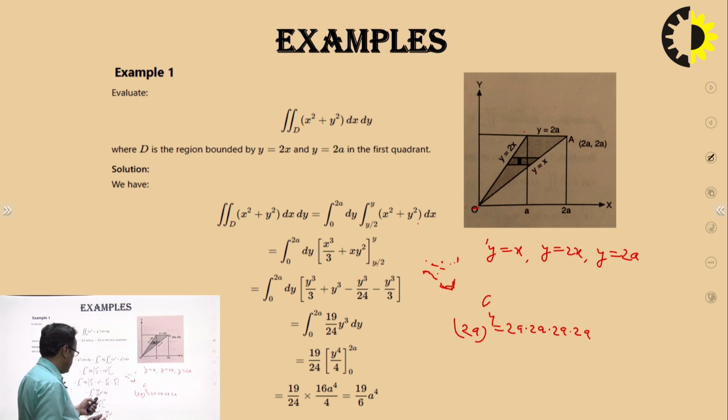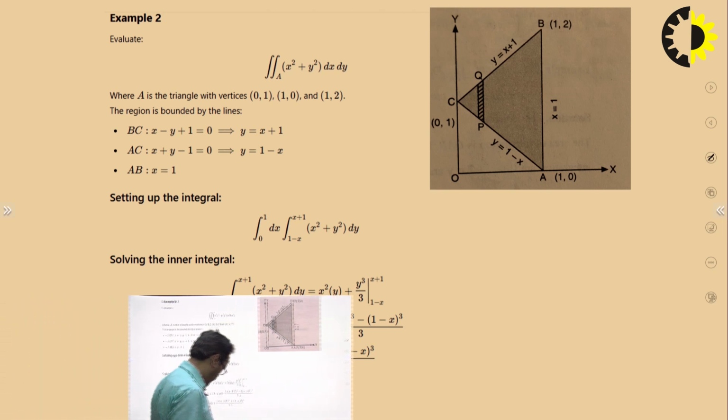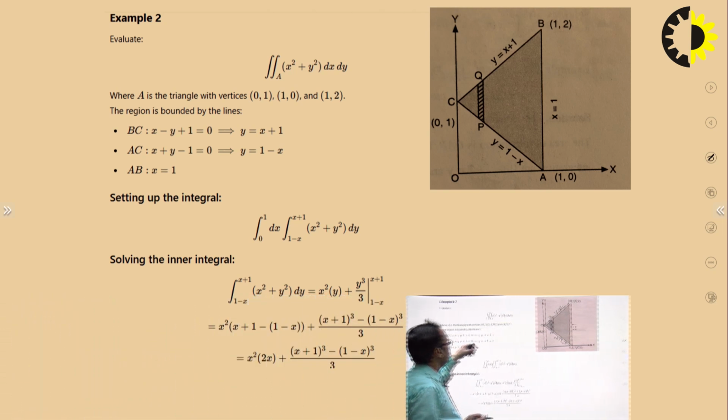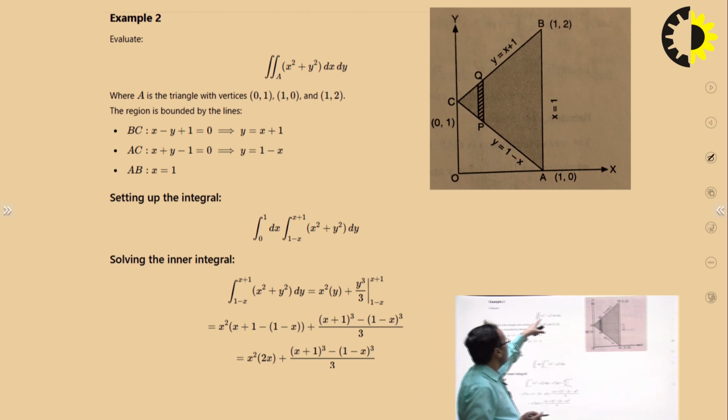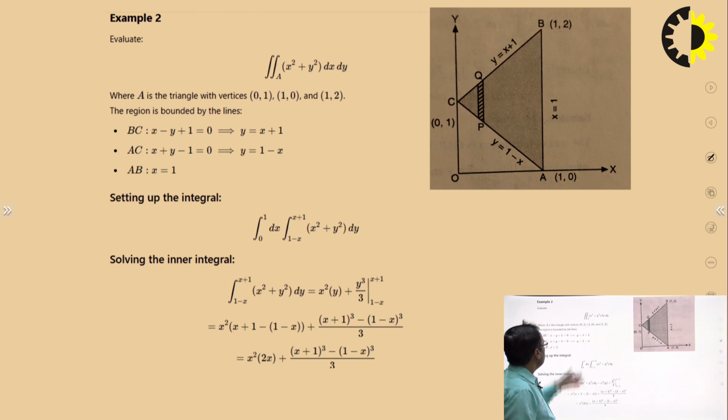Next question. Evaluate the double integral over R of (x square plus y square) dx dy, where R is the triangle with vertices (0,1), (1,0) and (1,2). The region is bounded by the lines. In this question, the region is a triangle whose vertices are (0,1), (1,0) and (1,2).